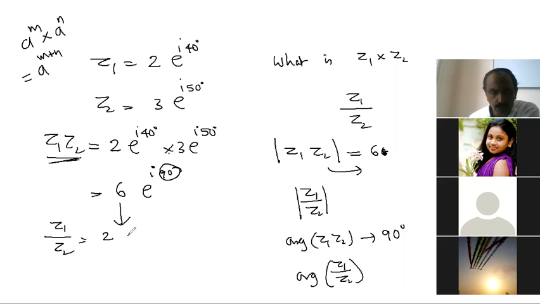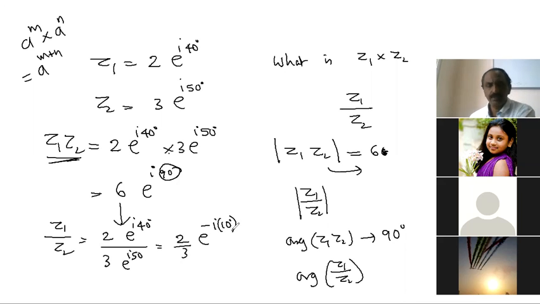Same way, if I do division, it becomes 2 e raised to i 40 degrees divided by 3 e raised to i 50 degrees. That is 2 by 3 e raised to minus i 10 degrees. Now, if you are talking about modulus, it will be 2 by 3. A question: the minus should come inside the bracket instead of coming on i. Okay, no problem. That is up to you to write it. It will be the same. So the argument is minus 10 degrees.